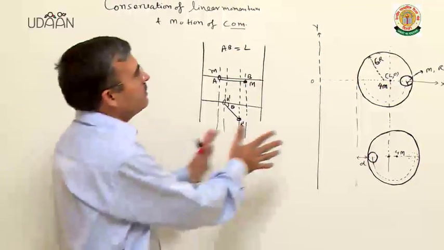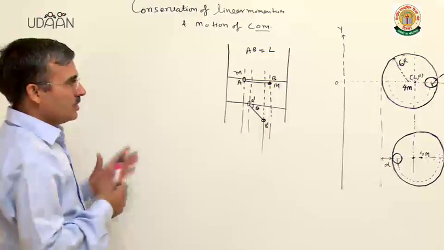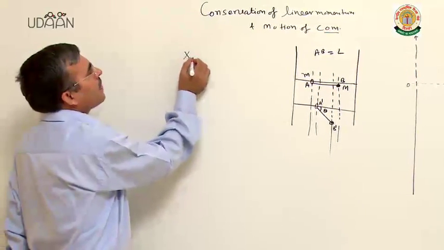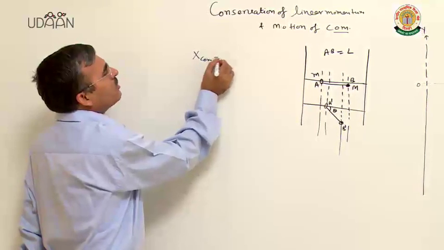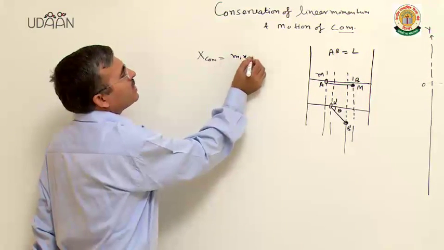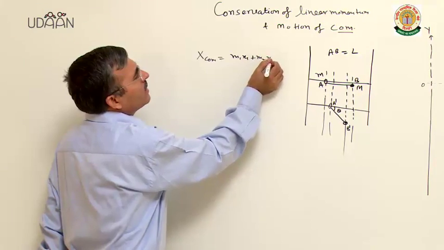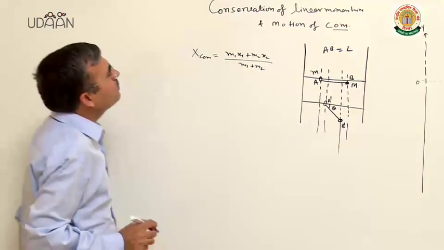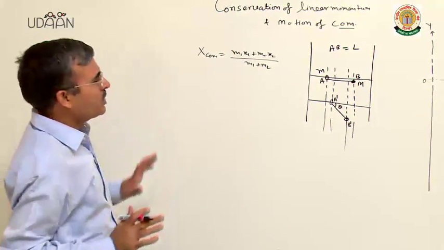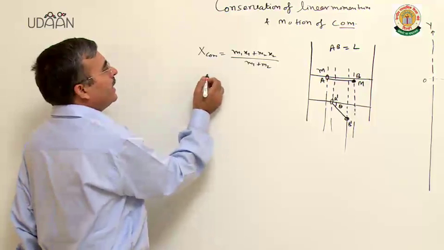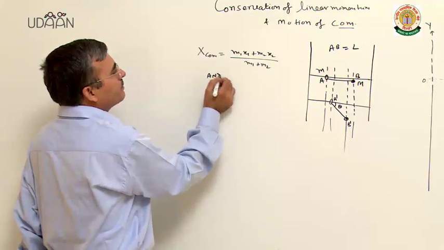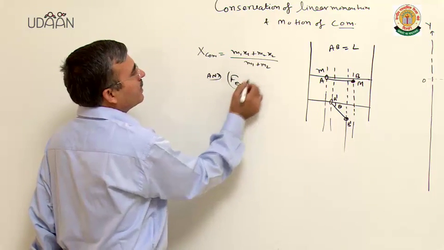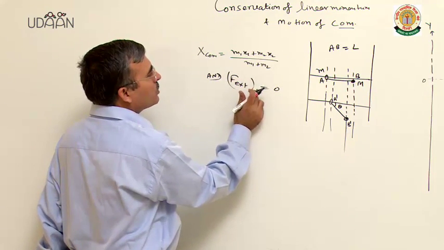The concept which will be used here, I would like to discuss separately. For example, x COM is m1 x1 plus m2 x2 divided by m1 plus m2. Suppose a two body system, and F external along x axis is 0, suppose.